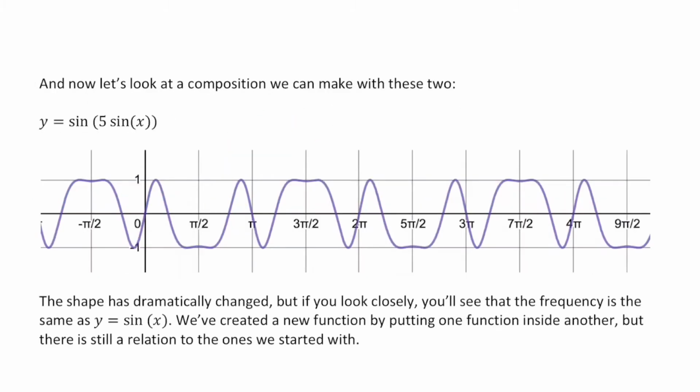And now let's look at a composition we can make with these two functions. In this case, y equal to sine of 5 sine x. What I have done is replace x in y equals sine of 5x with the first function, sine of x. When we do that, we get the graph that's below. The shape has dramatically changed, but if you look closely, you'll see that the frequency is the same as y equals sine x. We've created a new function by putting one function inside of another, but there is still a relation to the ones that we started with.